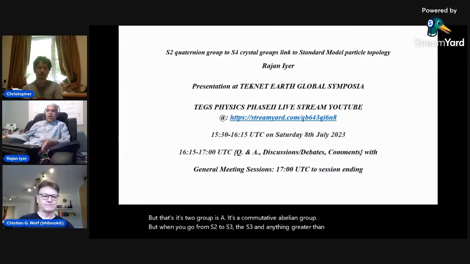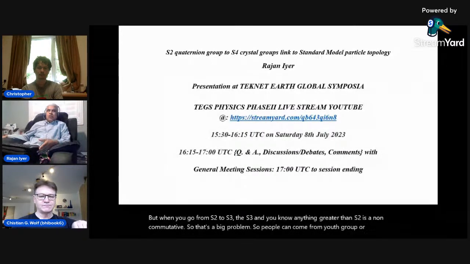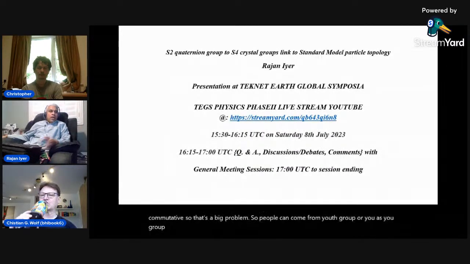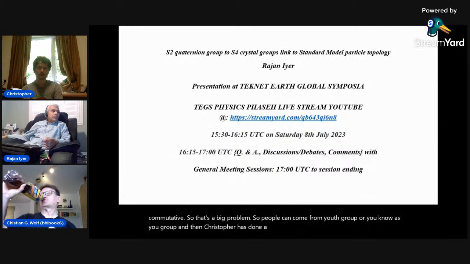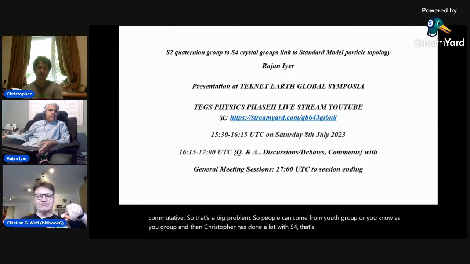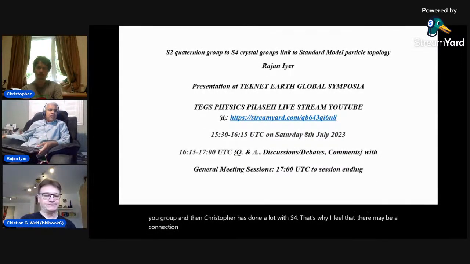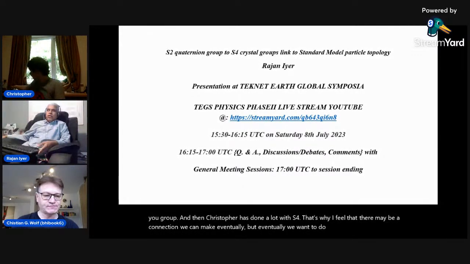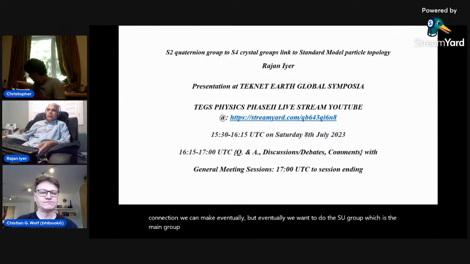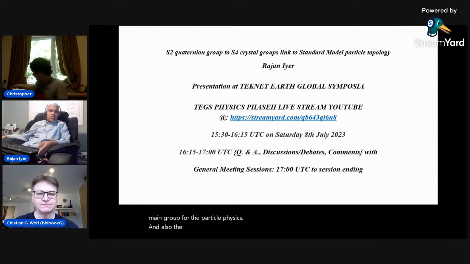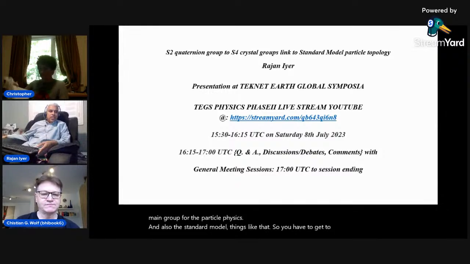So people can come from the S group or SU group, and then Christopher has done a lot with S4. That's why I feel that there may be a connection we can make eventually. But eventually, we want to do the SU group, which is the main group for particle physics and also the standard model. So you have to get to that to be able to connect with it. That's what we want to do.